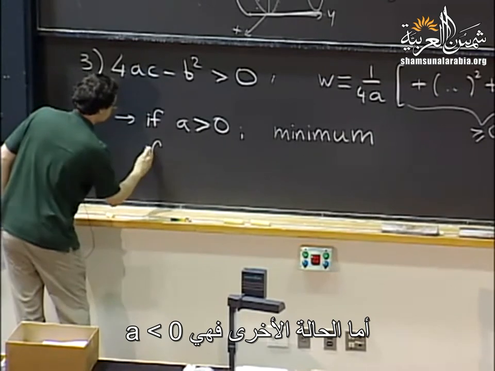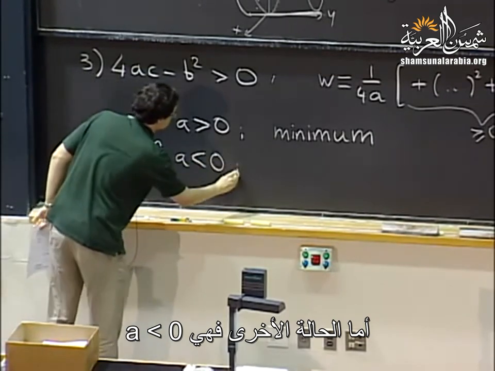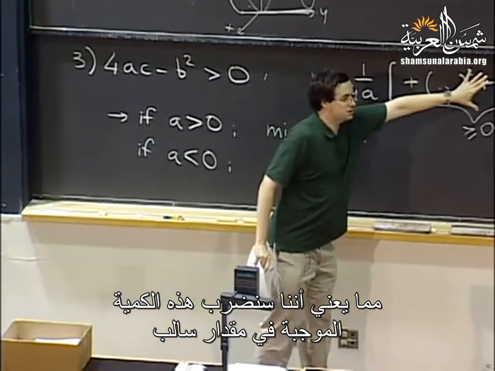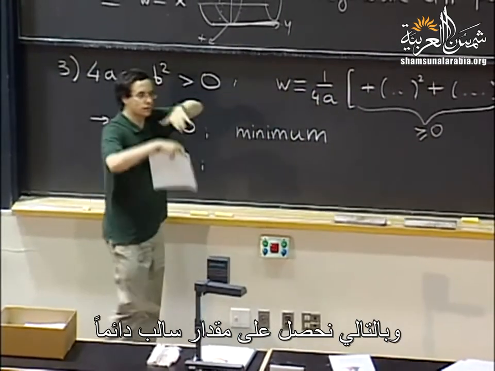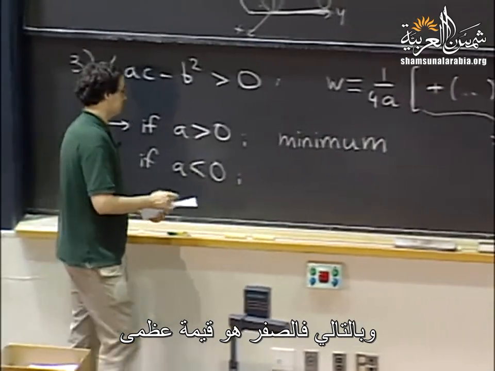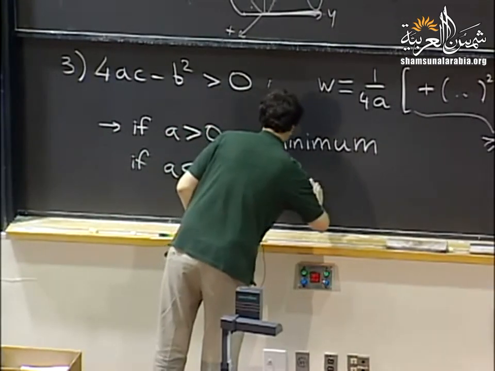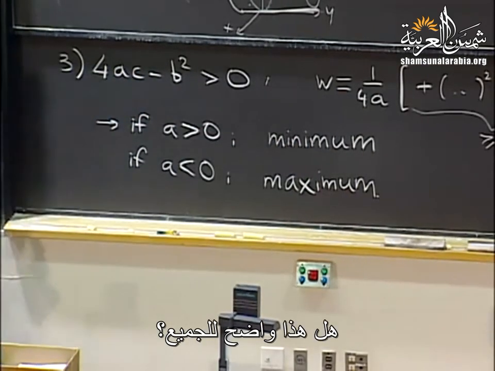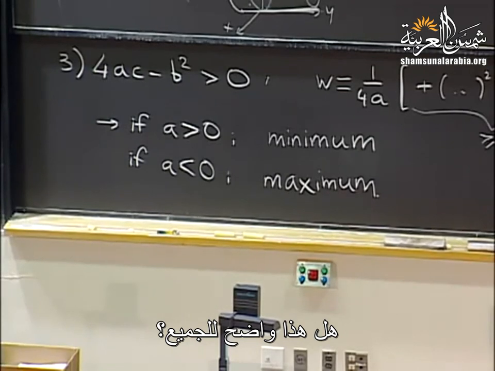And if A is negative, on the other hand, so that means that we multiply this positive quantity by a negative number, we get something that's always negative, so 0 is actually the maximum. Okay? Is that clear for everyone?